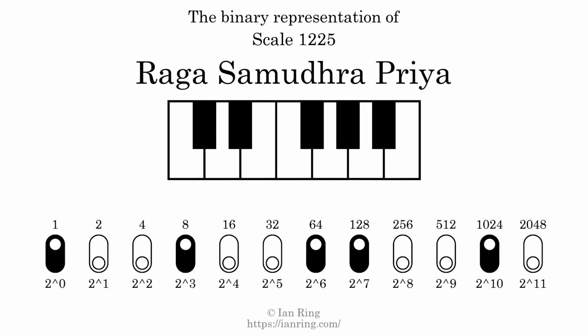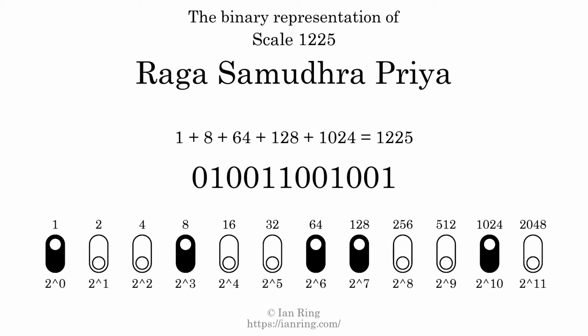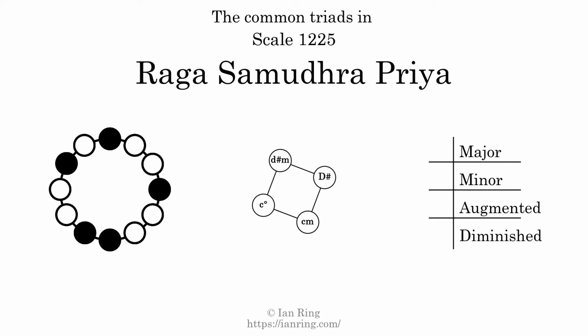To get the scale number, we add the powers of 2 together. The powers of 2 that are present in the scale, all added together, equals 1225. That is why the scale number, in decimal, is 1225. The scale number not only enumerates the scale with a unique index, but it also literally describes the tonal content of the scale. Represented as a binary number in base 2, the scale number is 010011001001. Here are the common triads present in this scale.